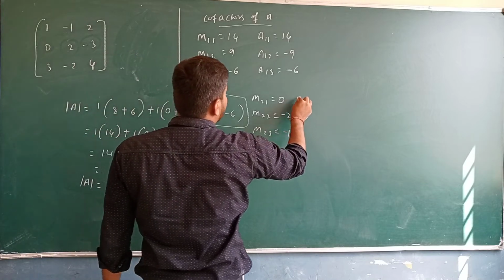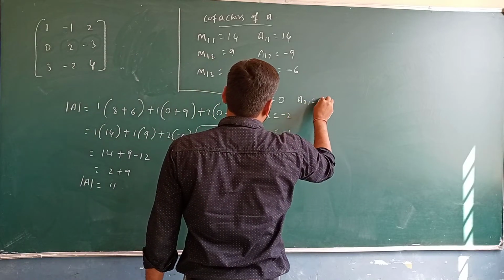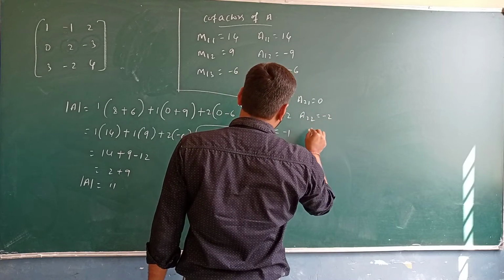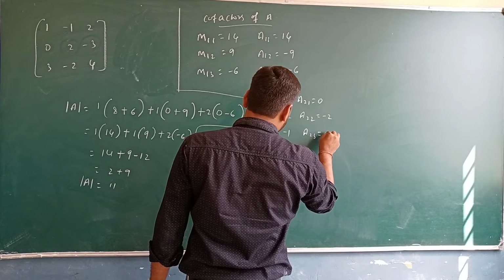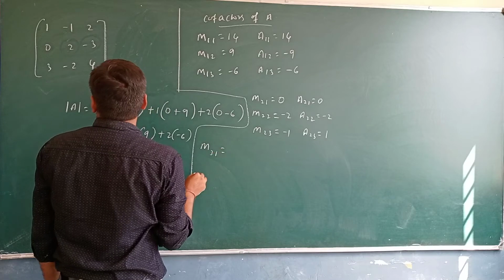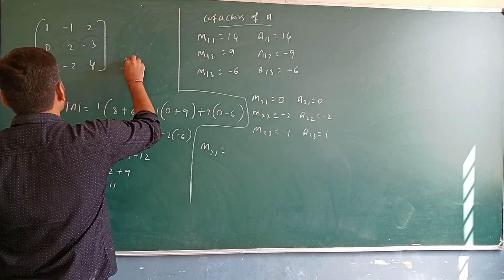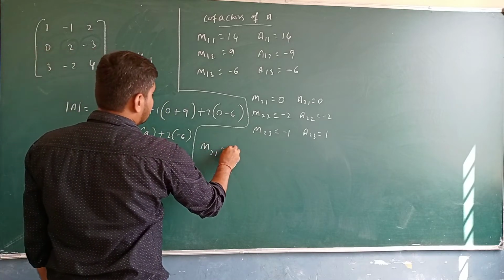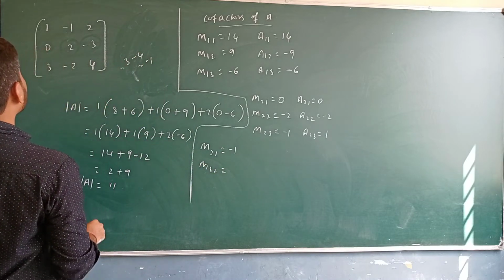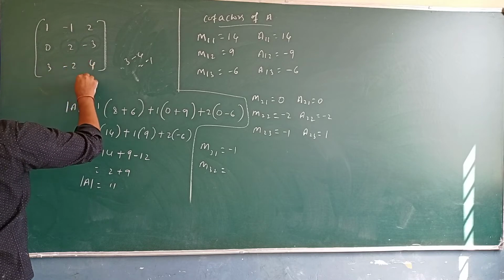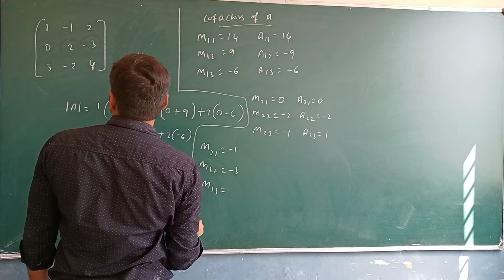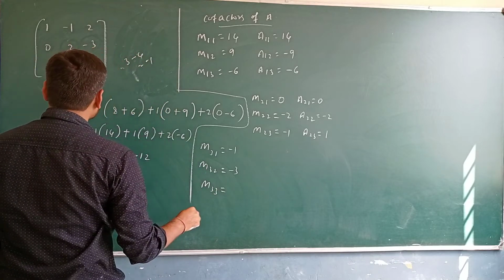Then the corresponding cofactor A21 is equal to 0. A22 with the plus sign, that's going to be minus 2. Then A23, the negative sign, that's going to be plus 1. So then M31. M31 is going to be minus 3 minus 4, that's going to be minus 1. Then M32, that's going to be minus 3. Then M33 equal to 2.